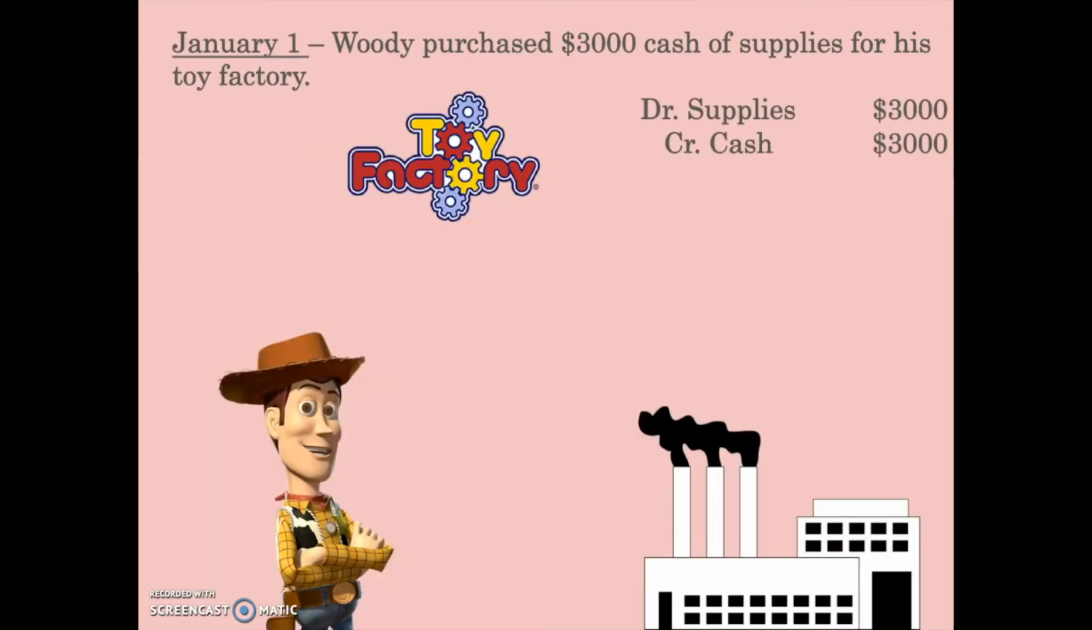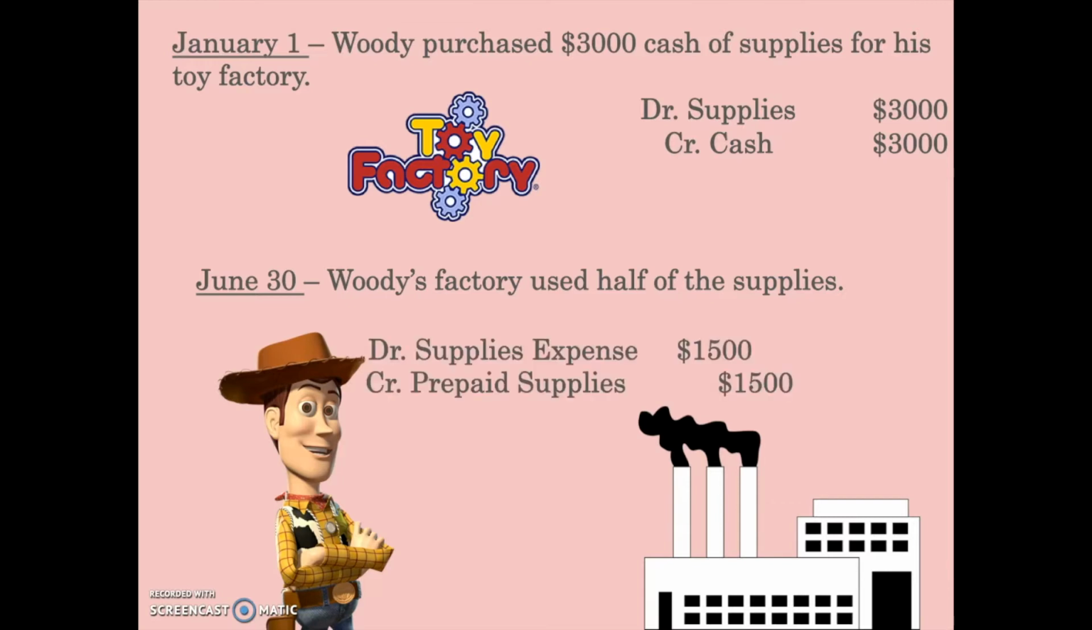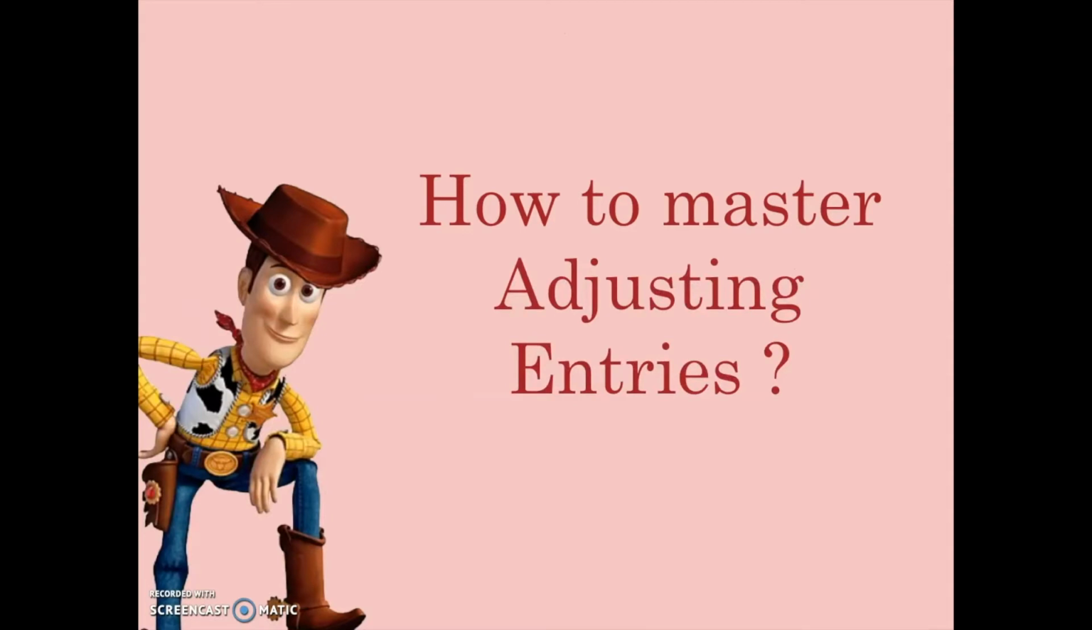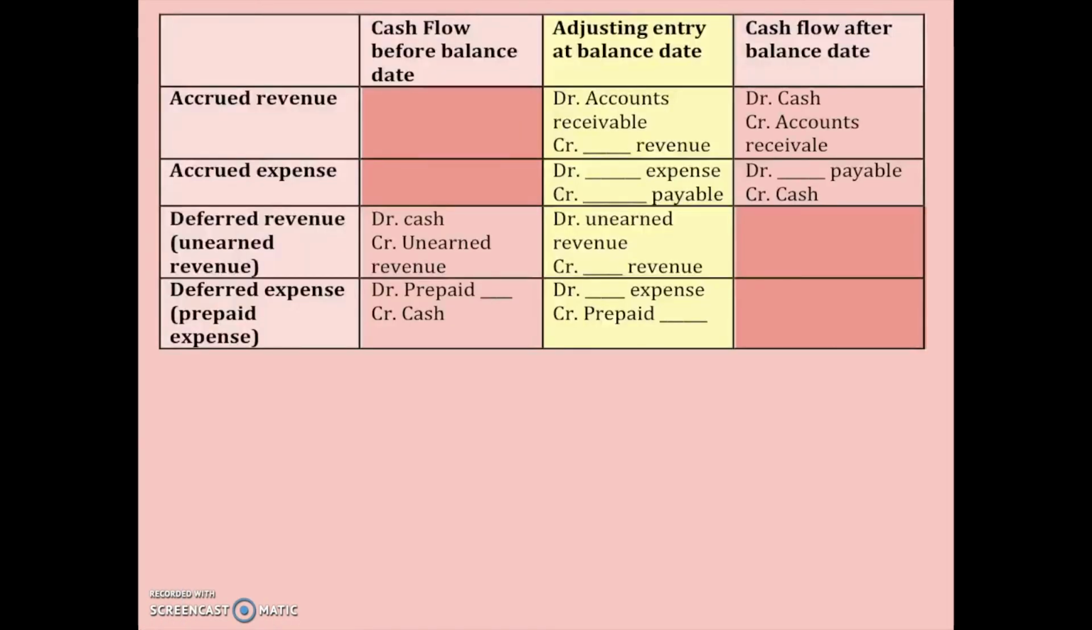So back to the first example where we bought our supplies, say June 30th, which is half of the year, the Woody's factory used half of the supplies, so we would debit supplies expense at $1,500 and we would credit prepaid supplies at $1,500. So how did we know that, and how do we master adjusting entries? Well, my advice is for this table.